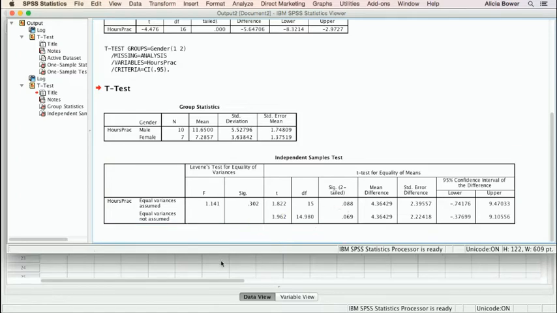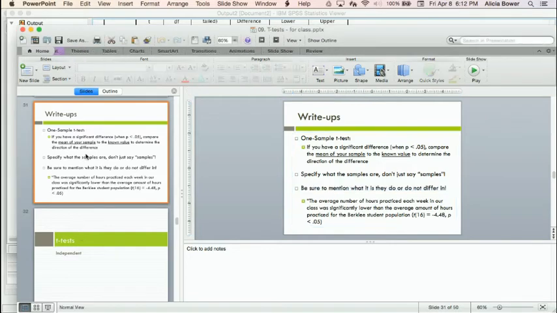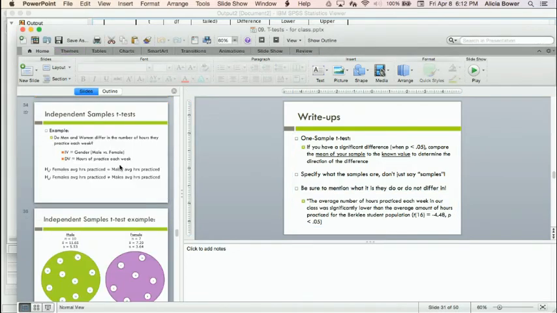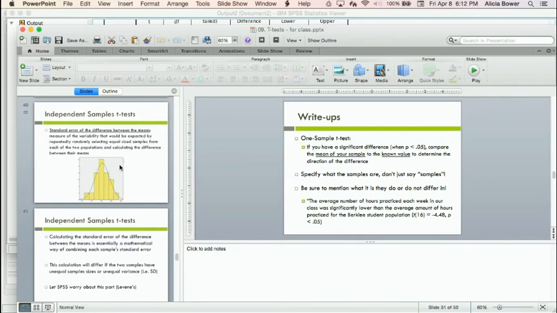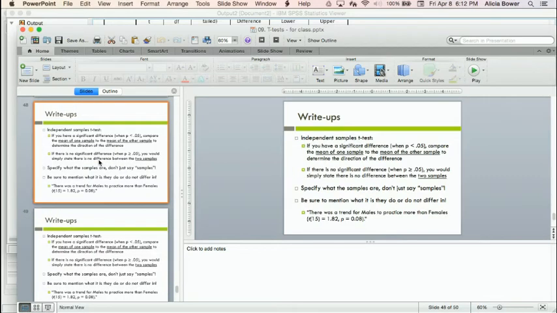Again, if I want to write these results up, I want to make sure that I am doing it like our write-up was telling us to do. So honestly, I would go to the slide that shows us writing this up right here. And you can see we've got the same exact kind of information. If you have a significance level or a p-value less than 0.05, then it's significant.